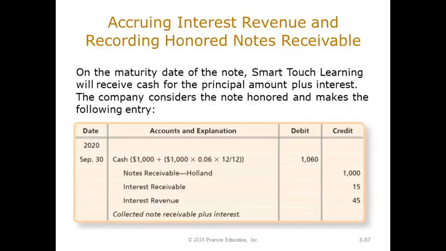Now, on the maturity date of the note, I'm going to receive cash for that principal amount plus the interest. So what I'm going to have to do is credit my notes receivable for Holland for $1,000. The interest receivable is going to come due in cash now, so I'm going to credit the interest receivable by $15. And then I've got 9 months of interest revenue out there that I should be getting in cash. So in reality, my cash portion should be $1,000 plus 6% times 12 months, or $60. So my cash amount that I should get on this note should be $1,060 altogether.